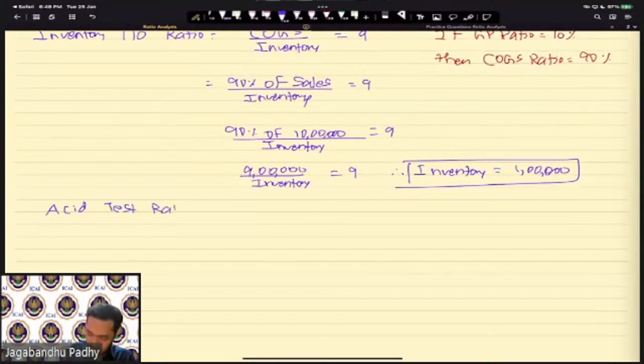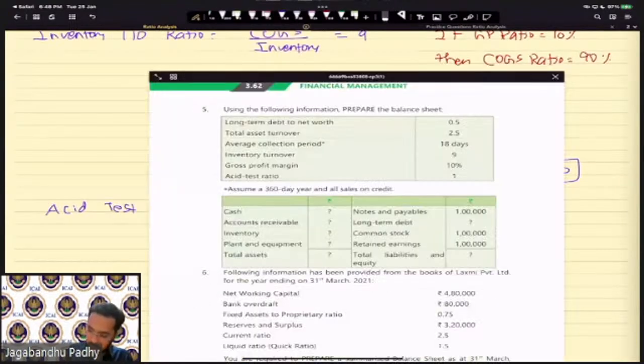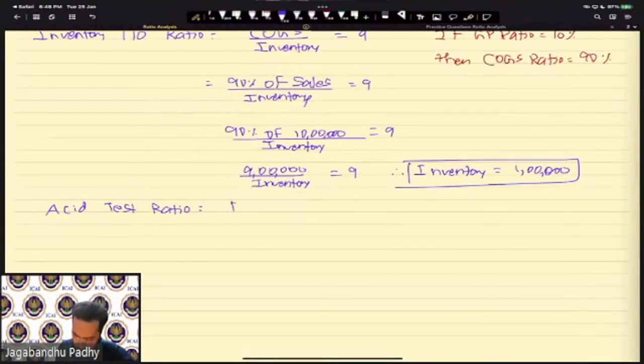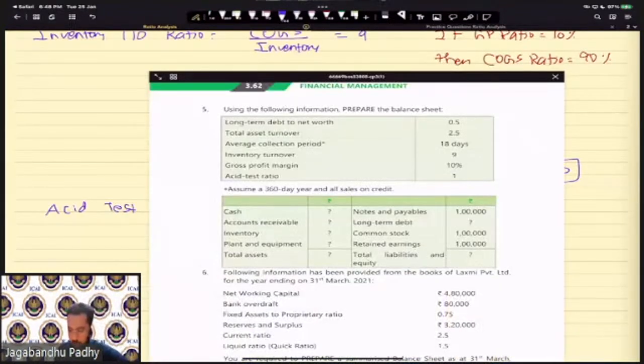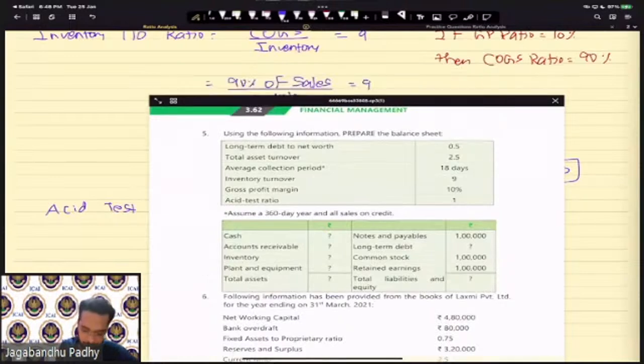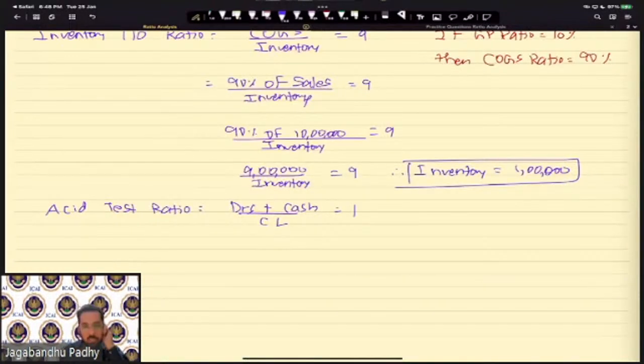What's the formula for acid test ratio, guys? We know it is current asset. There is no information about current asset in the question. So based on these figures, cash, accounts receivable, inventory and plant and equipment, what will be the acid test ratio numerator? The numerator of the acid test ratio has to be debtors plus cash upon current liability, and this ratio is given to us to be 1.